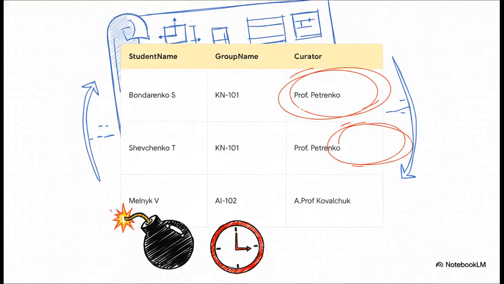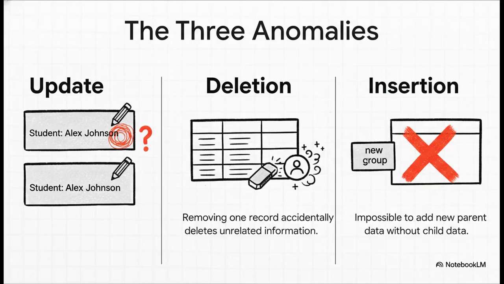And to really see why this blueprint is so critical, let's look at what happens when you don't have one. What you're looking at here is a simple spreadsheet, what we'd call a flat file. See how Professor Petrenko's name is just copied and pasted for every single student in his group? That repetition, that redundancy, well, it's a ticking time bomb.